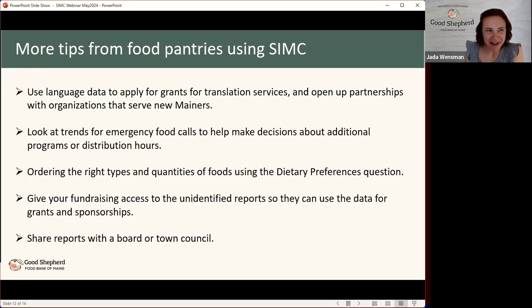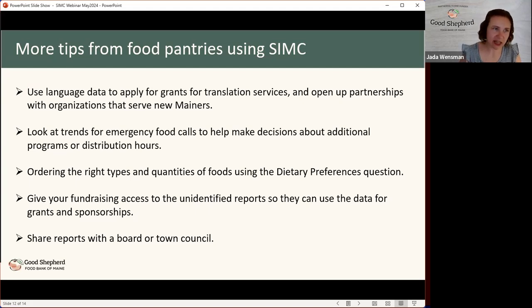All right, and then during our April data town hall, we heard a rather long list from some of the pantries who are active in SIMC of ways that they have already made use of this data that I wanted to add. So there's no fancy pictures here, but I will run through them quickly. Step one was using language data to apply for grants for translation services and open up partnerships with organizations that serve new Mainers. So this one was using the question that just asks, what is your preferred language?